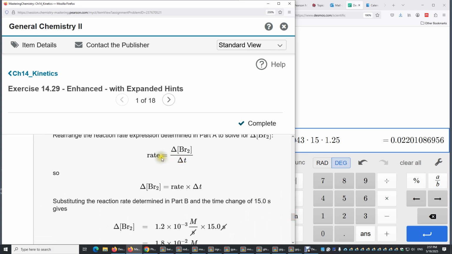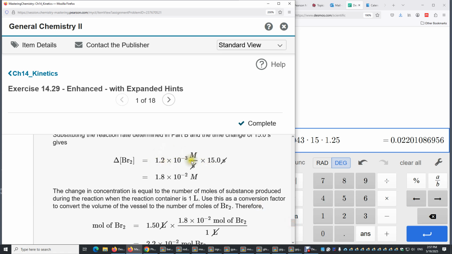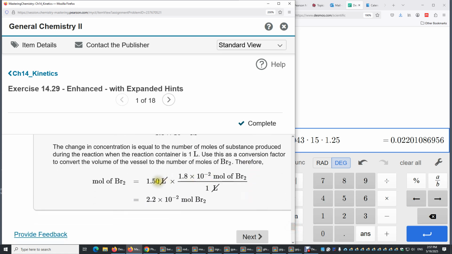Alright, you can see the chemical reaction rate is the change of the concentration of Br2 divided by delta T. So we have this equation, and we have the reaction rate given from part B multiplied by time period. We get the change in concentration of Br2. Assuming initially it's 0, then this is the concentration of Br2 at 15 seconds. Now multiplied by the volume, we have the number of moles.